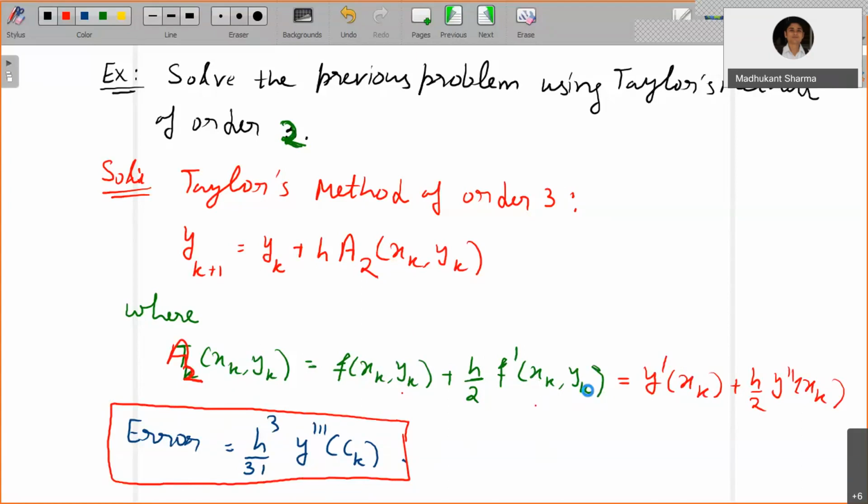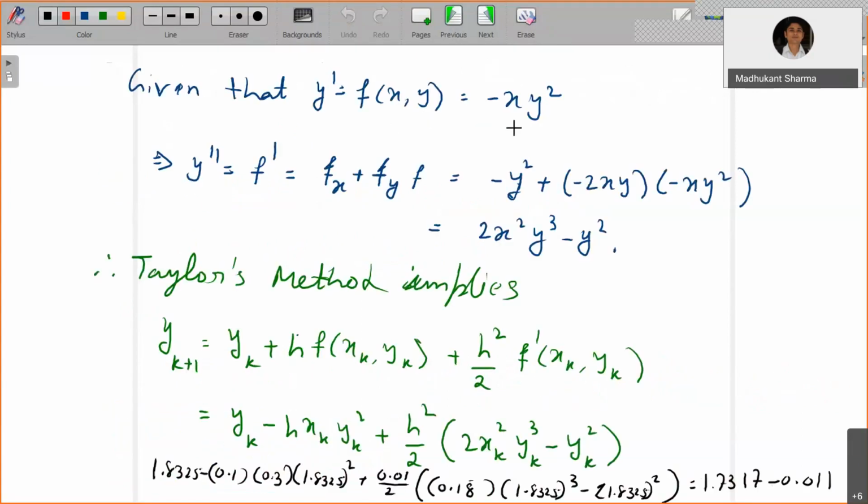This is given that y dash equals f of x, y. Then you need y double dash, that is f dash, which we have derived here. If you simplify it, it is going to be fx plus fy into f. The partial derivatives you know how to obtain, and you can use them there. Now replace the terms carefully. So f of xk comma yk is minus xk yk square.